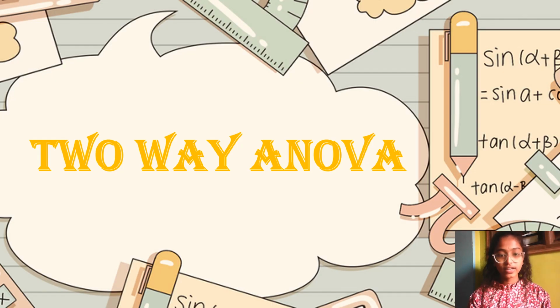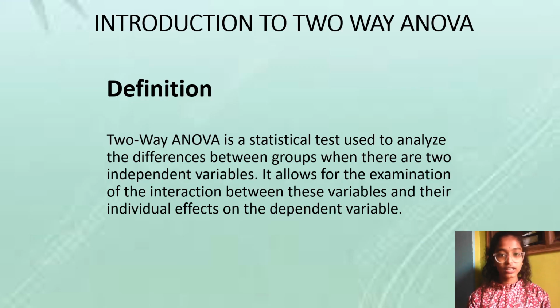In this video, let us discuss two-way ANOVA. First of all, let us know the definition of two-way ANOVA. Two-way ANOVA is a statistical test used to analyze the differences between groups when there are two independent variables. It allows for the examination of the interaction between these variables and their individual effects on the dependent variable.